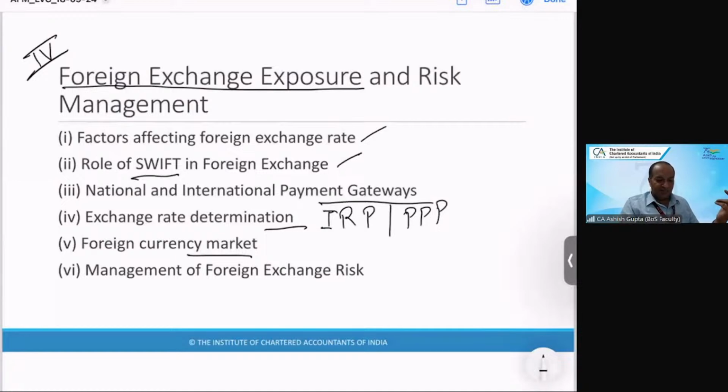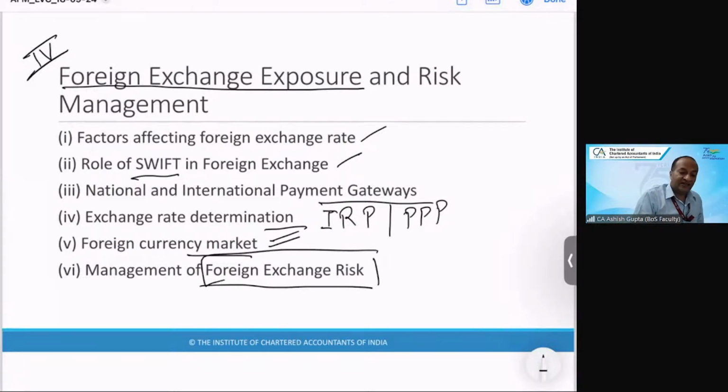Then we discuss the foreign currency markets, because when we want to convert our currency into Indian rupees, we have to sell it somewhere in the market. Similarly, if we are importing goods from outside India, we have to make the payment, so of course we have to buy the foreign currency. All these are done through the foreign exchange market, the currency market. Then management of foreign exchange. Here it comes how we manage this risk.